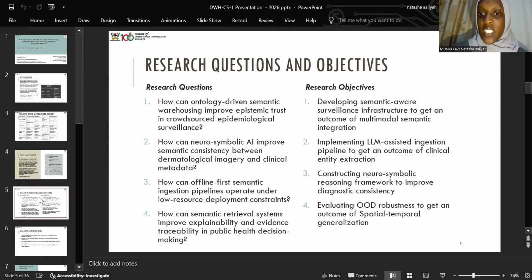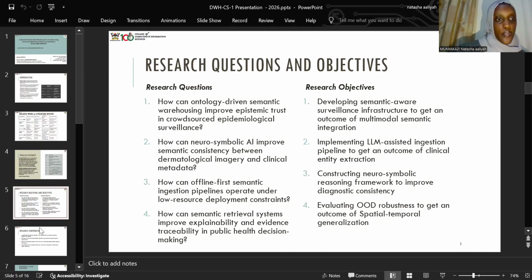So the project objectives therefore include developing a semantic aware data warehouse. That's where we get our objectives from, so that we can answer these questions. And then we implement LLM assisted ingestion. We construct a neurosymbolic framework and evaluate out of distribution.